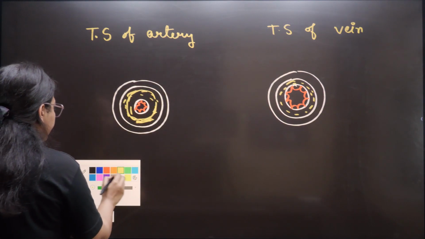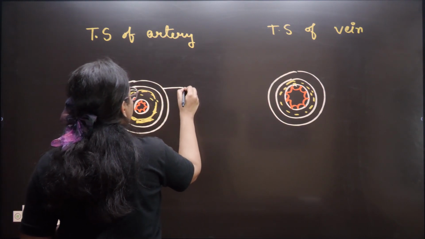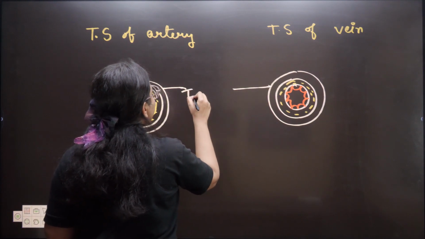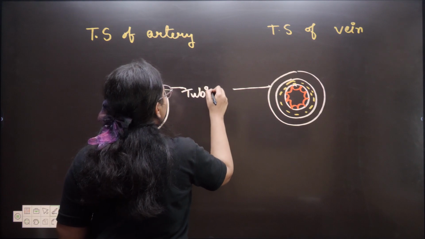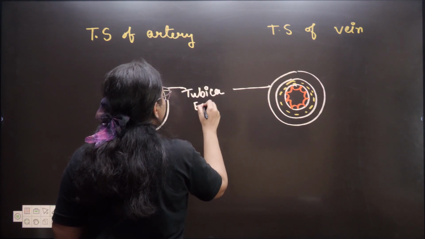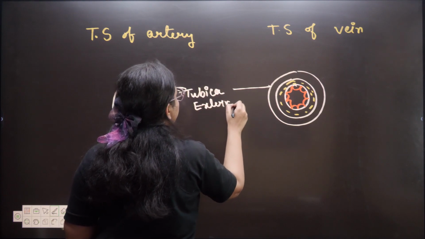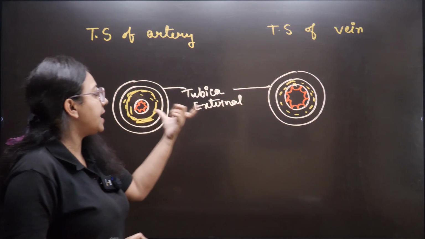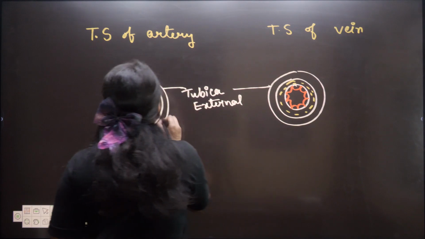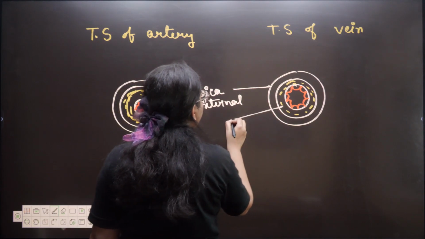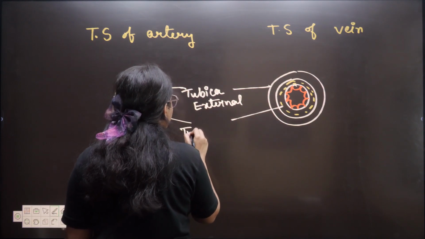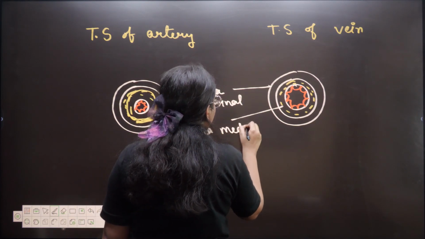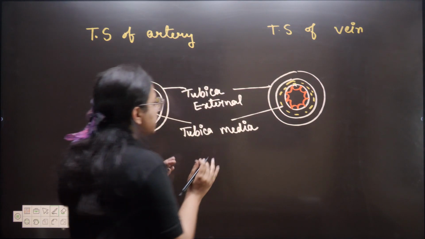Now let's label it. While labeling, we need to understand this. This is the outer one. This is called tunica external. Tunica is the layer. Tunica means layer, and external means outer layer. And then comes the middle layer, and this is called tunica media. Tunica media means the middle layer.